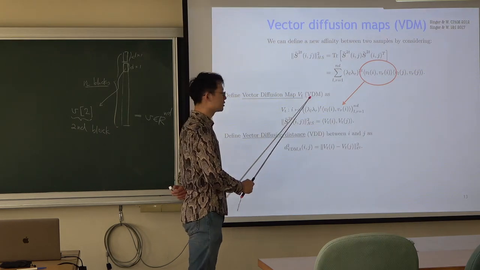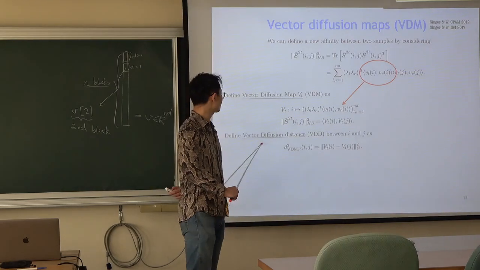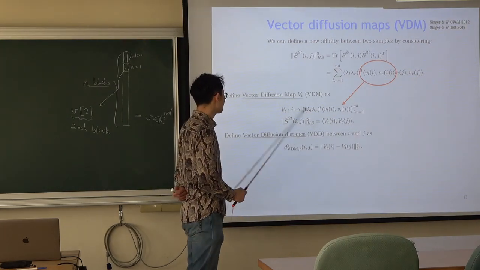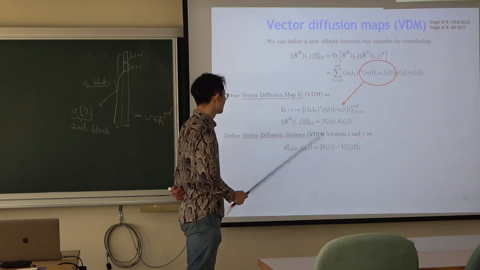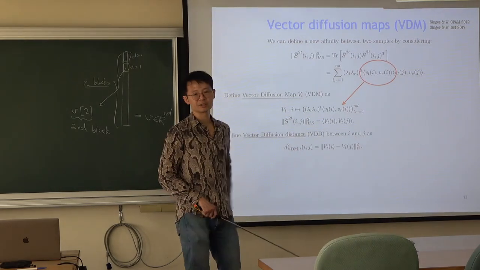And once you have vector diffusion map, you can just like before define vector diffusion distance. That is, for V_t i and V_t j, you just evaluate their L2 distance after the embedding. That's called vector diffusion distance.